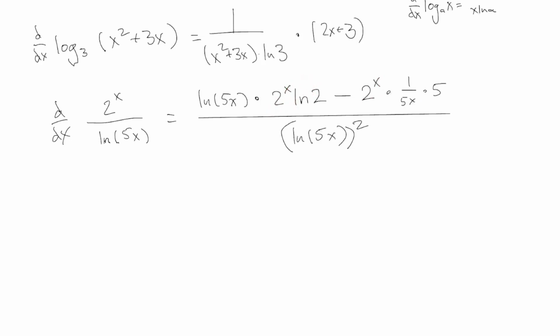Here. Yeah. This is the derivative of the top. So that part is the derivative of the top. And I used, for this, the formula: the derivative of a to the x is a to the x ln a. Where in this case a is 2. So that's why it's 2 to the x ln 2.